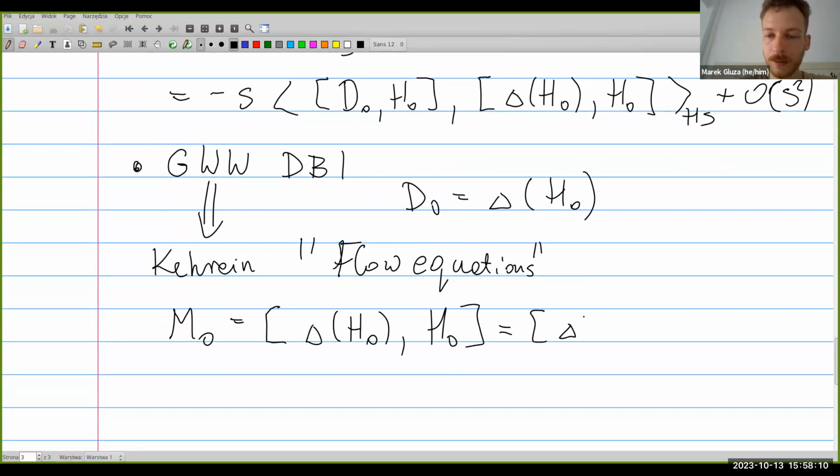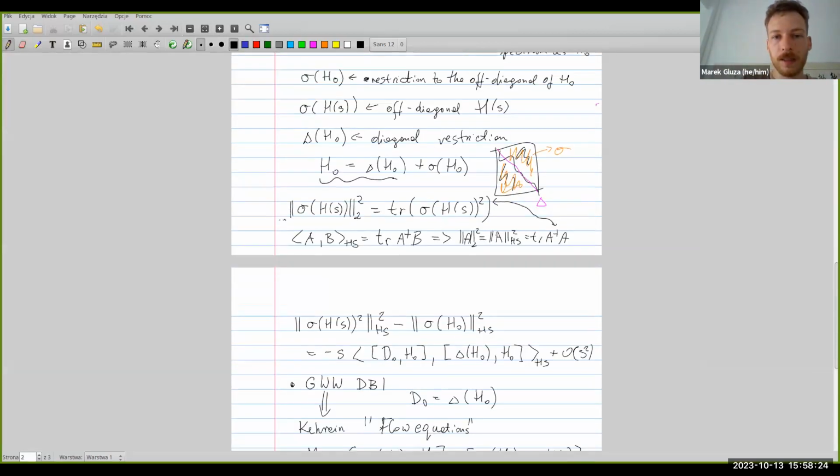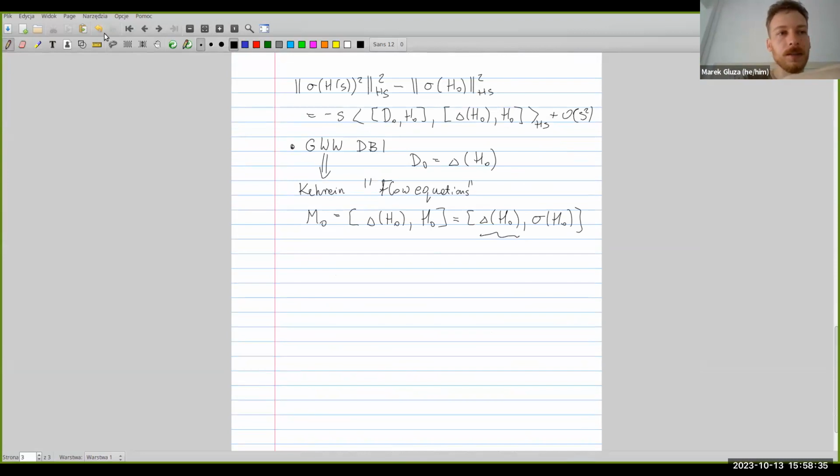And you see that we can also write it in this way. Why can I write it like this? Short recap. I said here that we can split the Hamiltonian into the diagonal and off-diagonal part. And of course, if I insert this, the commutator is linear and delta commutes with delta, so it goes away. So you see this commutator that I wrote down is actually the non-commuting competition of the diagonal with the off-diagonal.